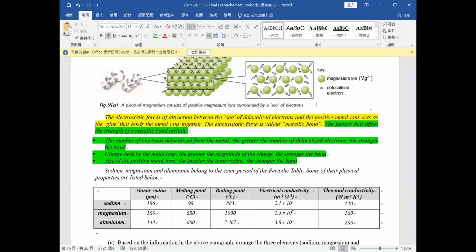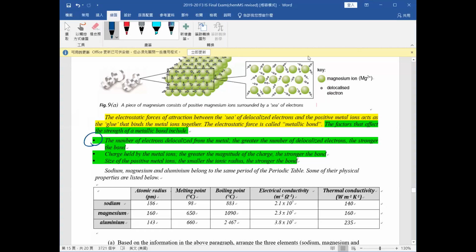Is it similar to the factors accounting for the strength of ionic bond? Very similar, okay? Well, the first one, you talk about something minus. And the other two, we talk about something plus. Can you see that? They relate to the metal ions, the charge and the size. And the minus part, you tell the number of electrons delocalized from the metal atom. Okay, can you get my point?